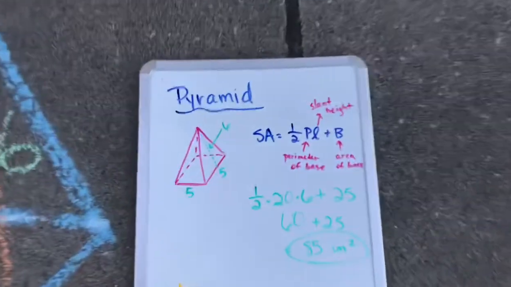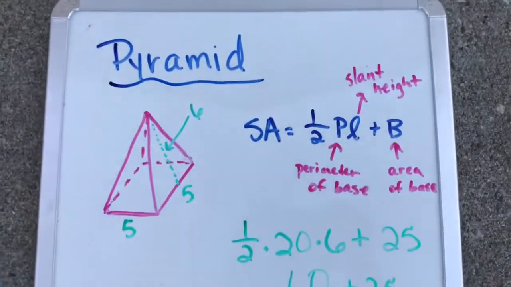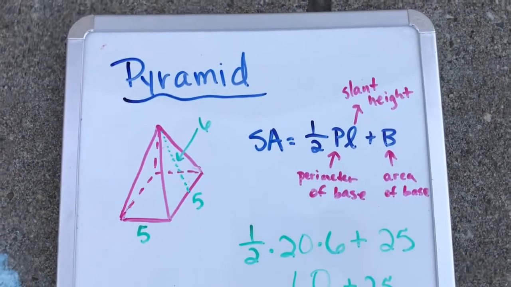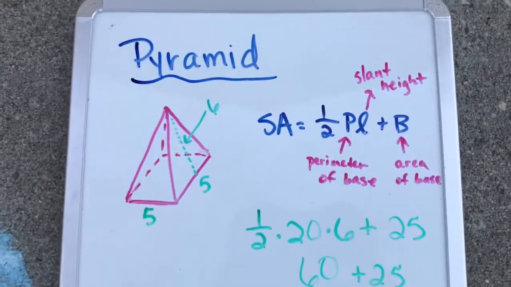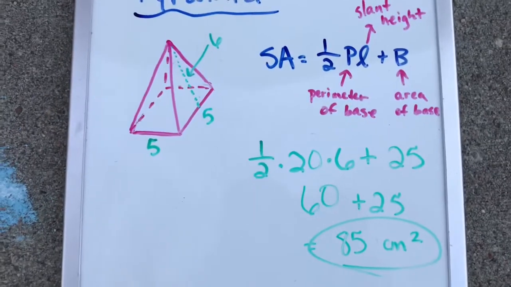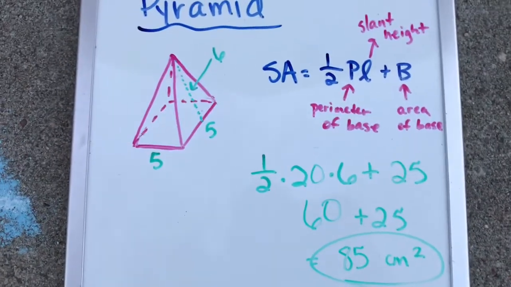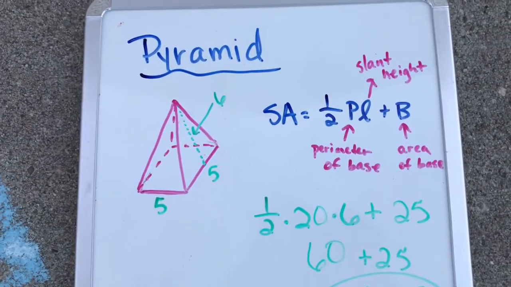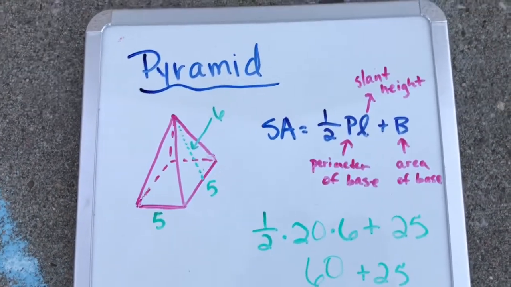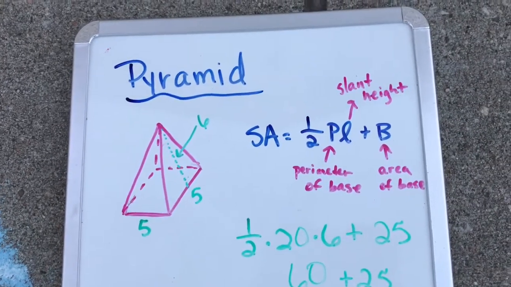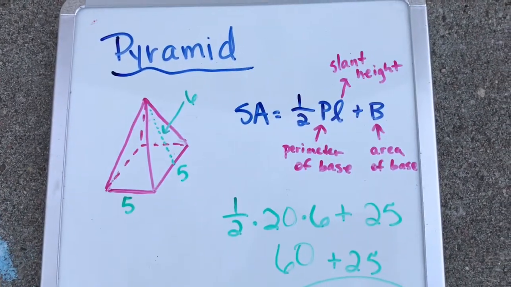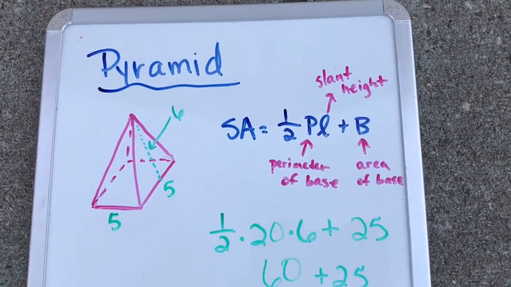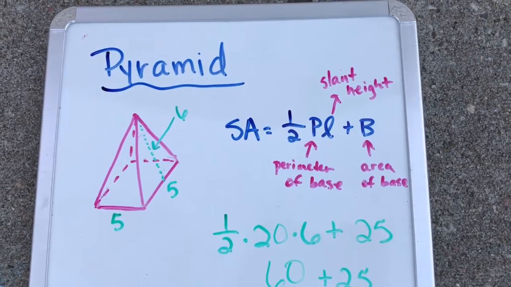The formula is like this: the surface area is equal to half times the perimeter of the base times the slant height plus the area of the base. There's only one base. I plugged it into the formula. Half times the perimeter of the base, and the perimeter of the base is 20 because each side is 5. It's a square pyramid. I should have written that. Then we take it times the slant height, which is 6, plus the area of the base. The area of that base is 25.